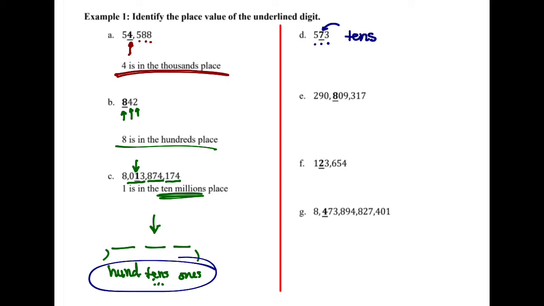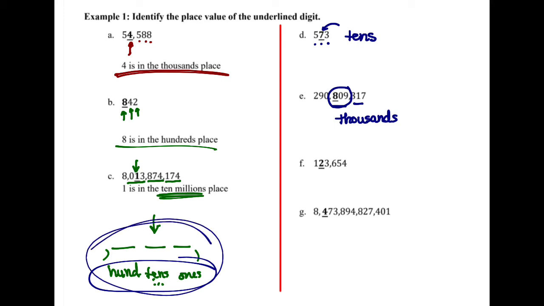Okay, the next one, here's our ones, here's our thousands, right? So this is the thousands period. And in that period, we have 3 spaces, like this situation right here with the 3. So ones, tens, hundreds. So we have 9 in the ones, 0 in the tens, 8 in the hundreds. So this is the 100 thousands.